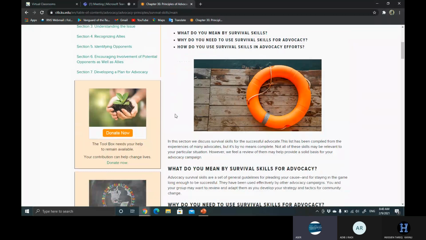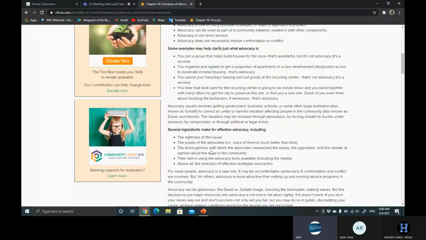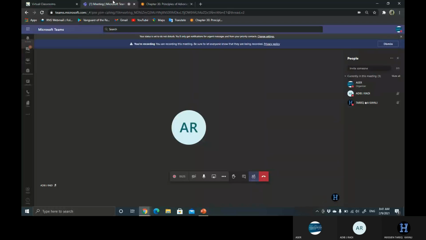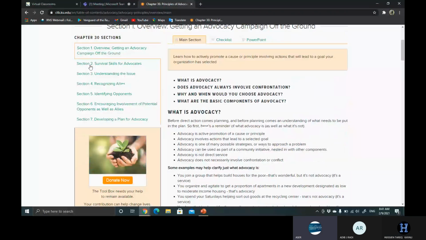Once again, a quick reminder before starting about the skills: while using advocacy, we must be certain of, number one, the rightness of our cause, and number two, the power of the advocates. That's what we studied last week, right? Still following? Yes. Okay, so one point of the power of the advocates is the skills of the advocates.